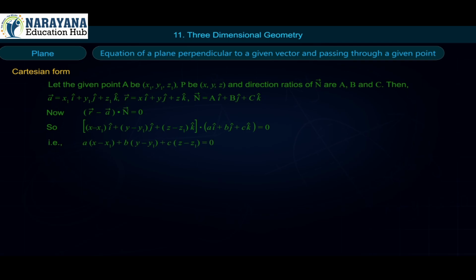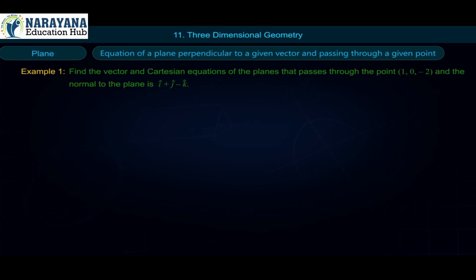That is, a(x − x1) + b(y − y1) + c(z − z1) = 0. Example 1. Find the vector and Cartesian equations of the plane that passes through the point (1, 0, −2) and the normal to the plane is î + ĵ − k̂. Solution. The plane passes through the point (1, 0, −2) and the normal to the plane is î + ĵ − k̂.